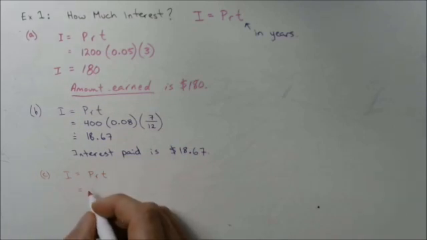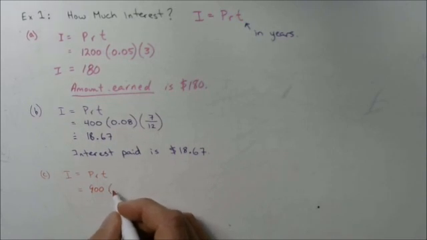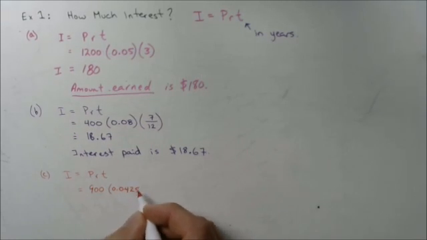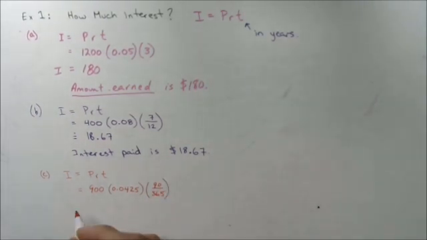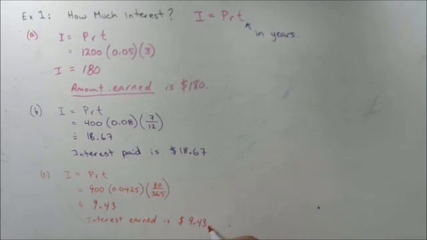All right, we have a principal of 900. We have a rate of 0.0425. And we're going to be doing that for 90 days. That's 90 out of 365 days in a year. Click away on your calculator. You'll end up with 9.43. Interest earned is $9.43.